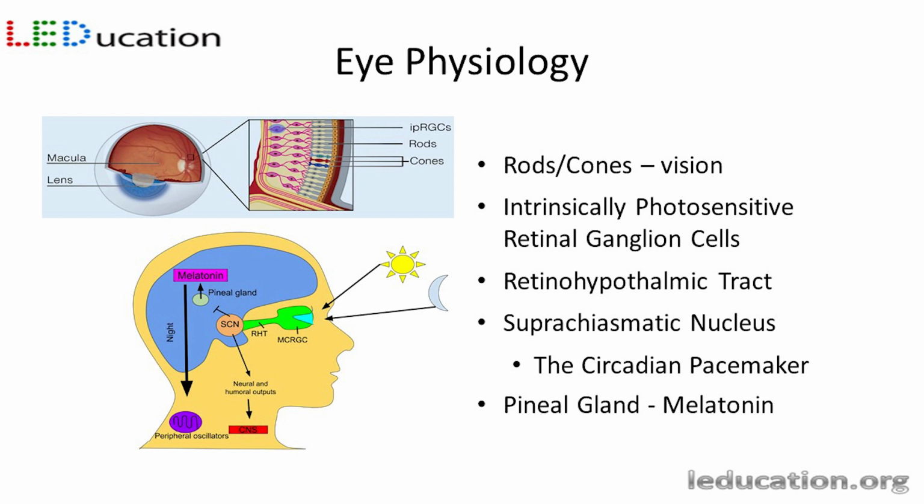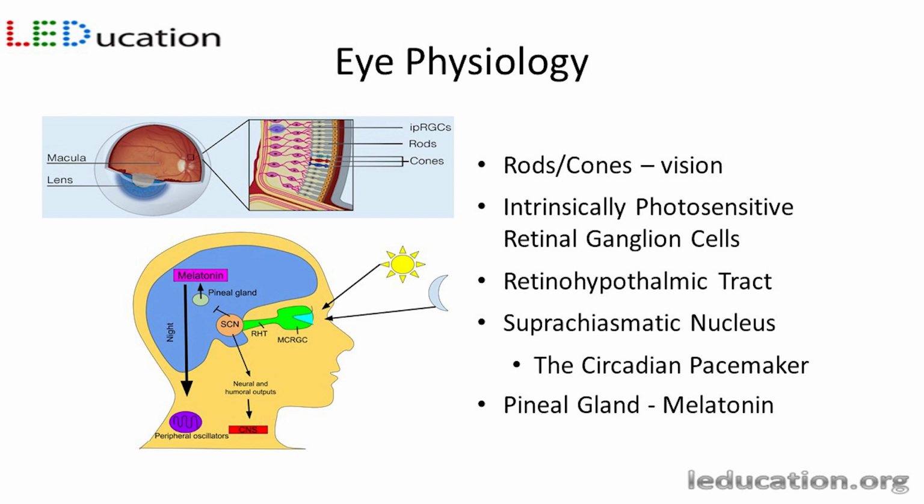These intrinsically photosensitive retinal ganglion cells are slower to react to light. They're not generally used directly in vision, and they're most sensitive to blue light. That's going to become important just a little bit later in this presentation, but that's the general portion of the spectrum that these are most sensitive to.